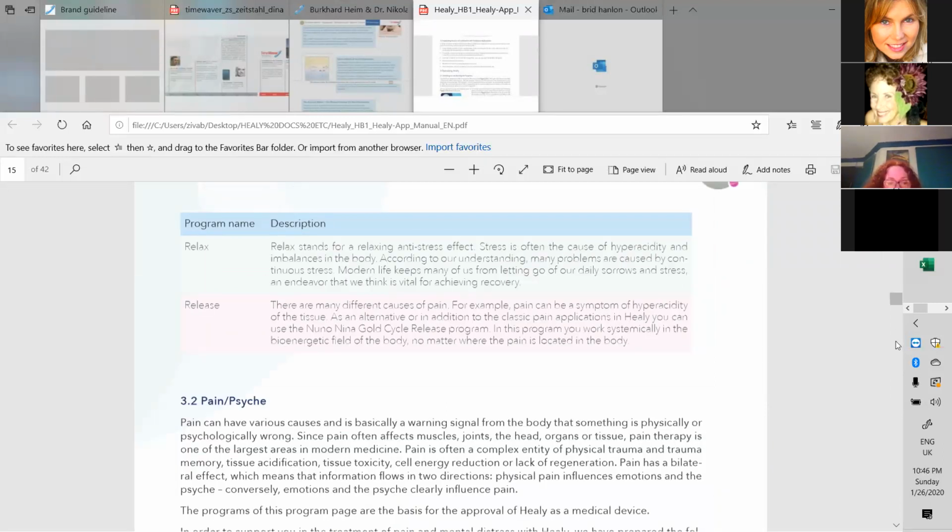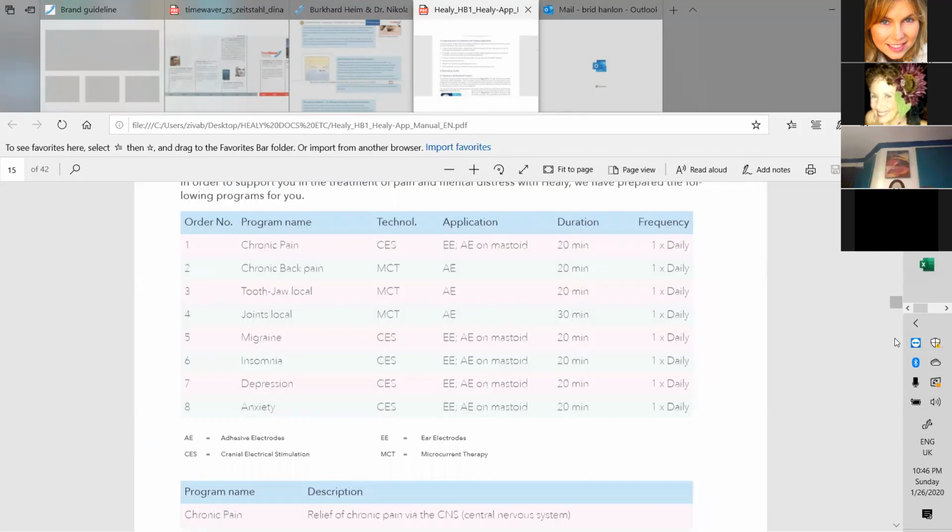Now we come to pain and psyche. And it was on these programs that Healy based its medical approval application. So, chronic pain, the mode of application of the chronic pain program is cranial electrical stimulation. It and the migraine one, and insomnia and depression and anxiety.